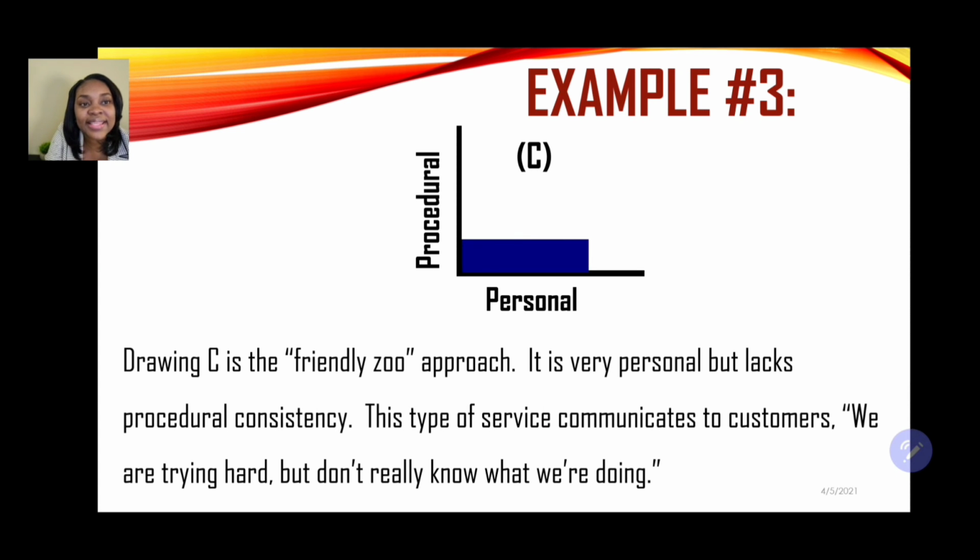Now let us look at example number 3. Drawing C is the friendly zoo approach. It is very personal, as in they're displaying good personal dimensions as it relates to service, right? But they lack procedural consistency. They're trying very hard because they're nice, quote unquote. They're trying to make you feel comfortable, but there are no established procedures or protocols, and they're not knowledgeable. This type of service communicates to customers, we are trying hard, but we don't really know what we're doing, right?